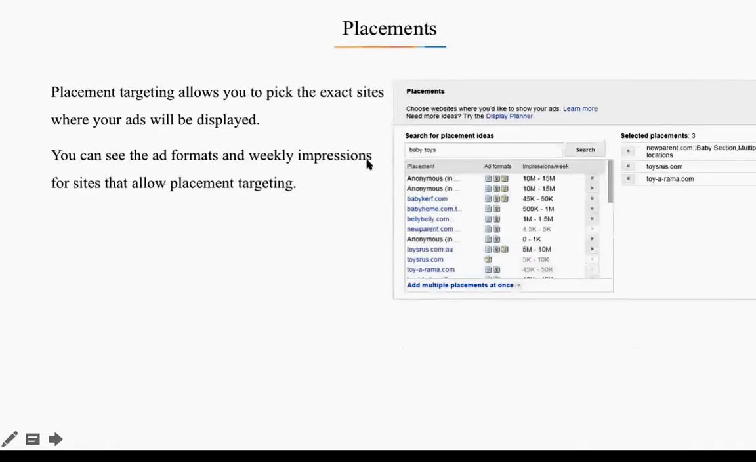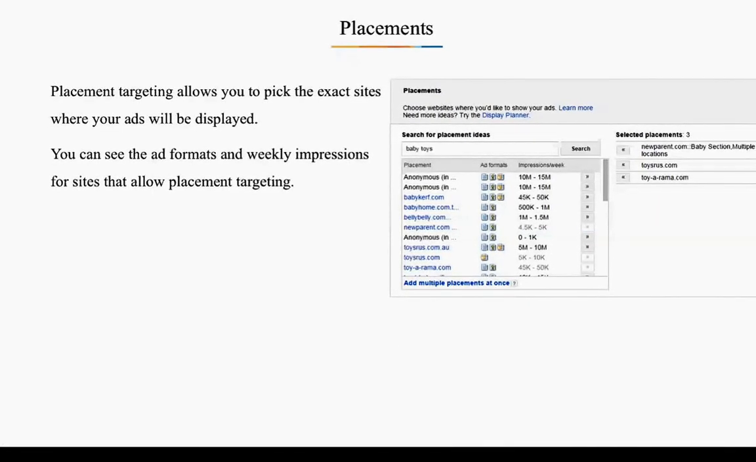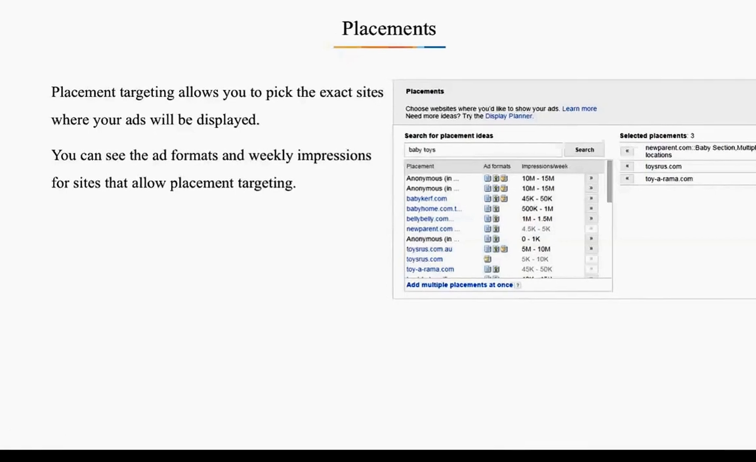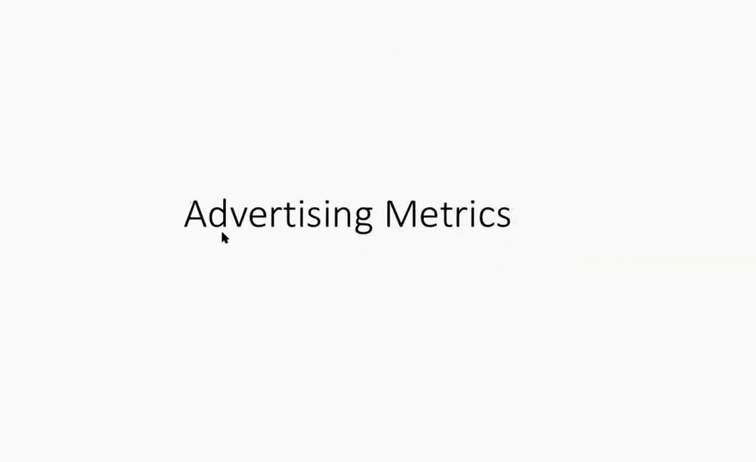Then we also understood with regards to targeting, guys, the placement part. Placement targeting allows us to pick the exact sites where we want our ads to be displayed. You can see the ad formats and weekly impressions, right? Which formats these websites are accepting, and the weekly impressions you can expect from these sites, irrespective of whatever budget you have and so forth.